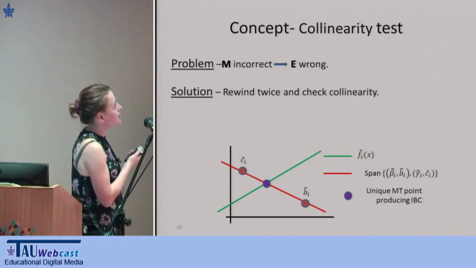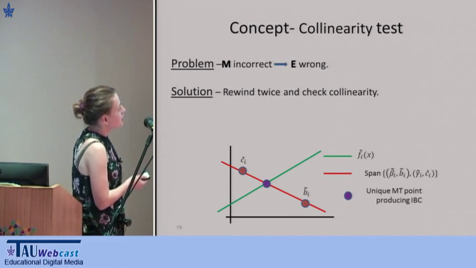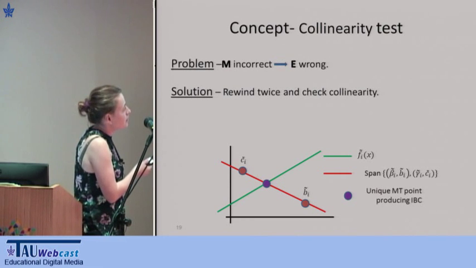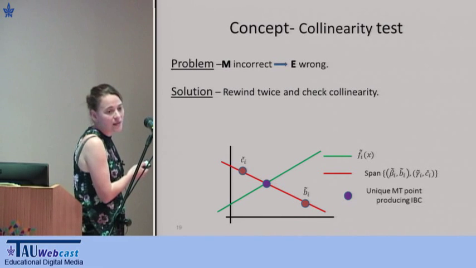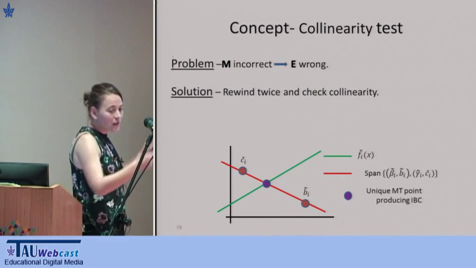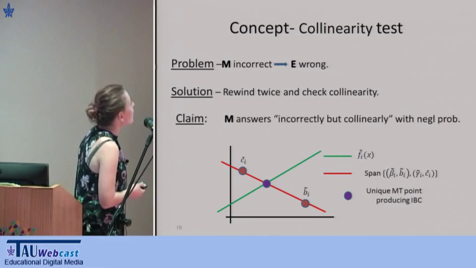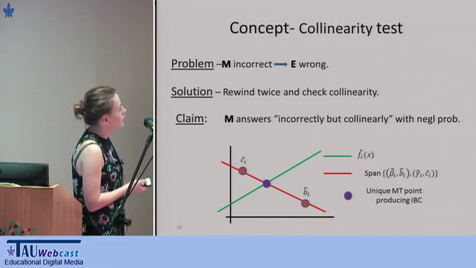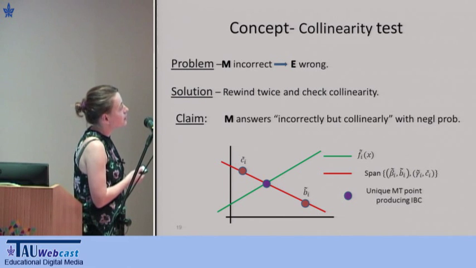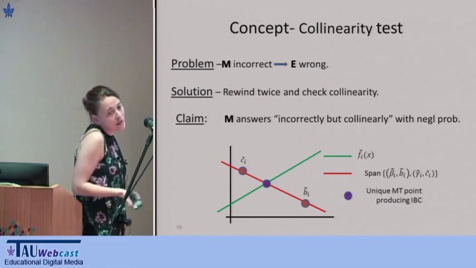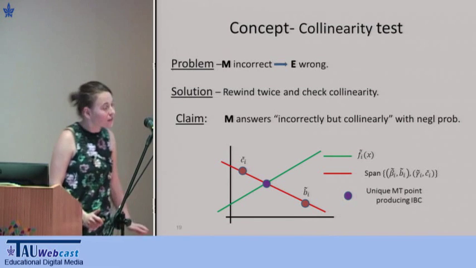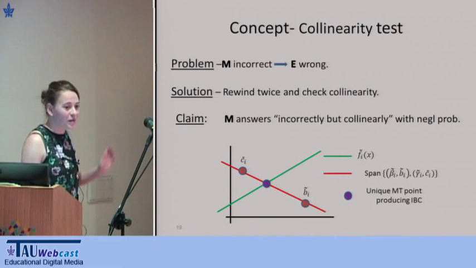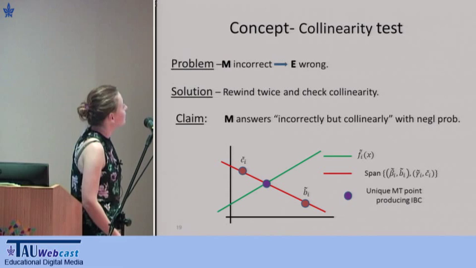So in order to pass the test of collinearity, it must be that this is the point that was asked in the main thread, in the transcript that he received, right? And what we show is that m will answer incorrectly but collinearly with negligible probability. Why? Because the probability that this is the point that is asked in the main thread is negligible. Okay? And this concept will be back again later.